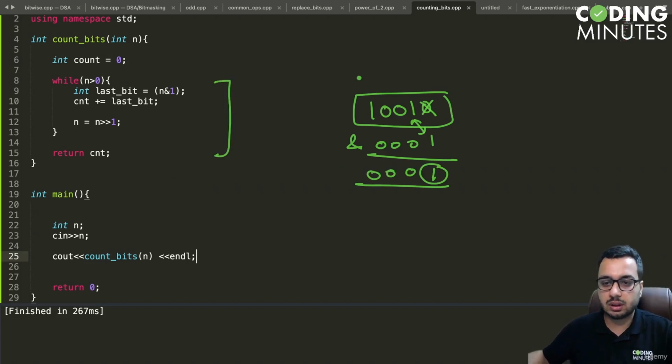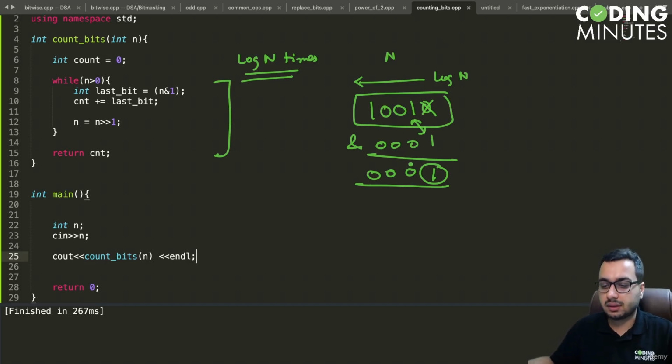So this we will do for all the bits, and for a number n, the at most number of set bits is going to be log of n. So the number of times this loop is going to run is at most log of n times for a number n, because a number n has log of n bits. That you can easily verify by taking some examples also.